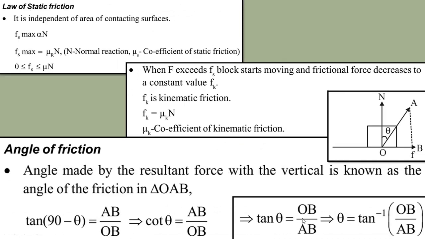So laws of static friction. It is independent of the area of contacting surface. Fs max is proportional to capital N. So Fs max is equal to mu s into N. N is the normal reaction, mu s is the coefficient of static friction. So 0 is less than or equal to Fs, which is less than or equal to mu s into N.